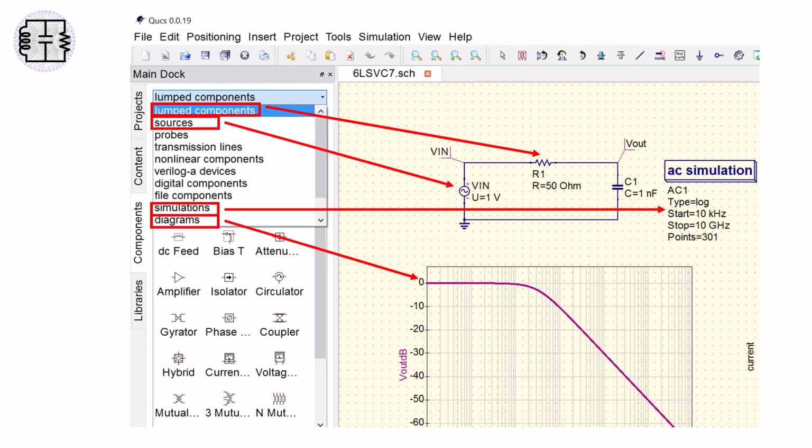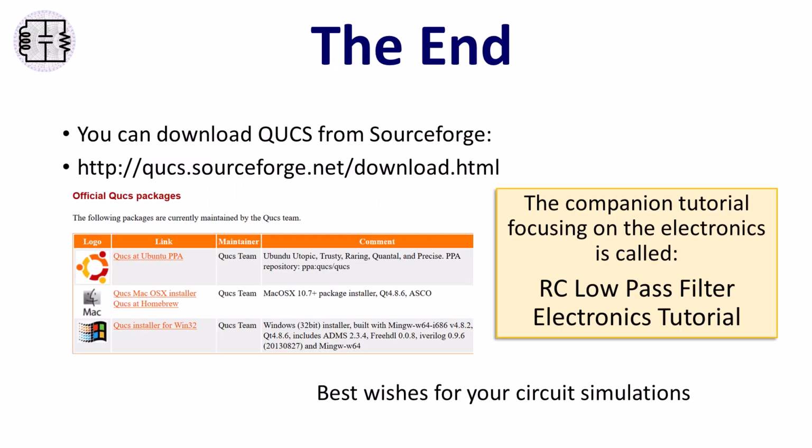Here is a visual summary of where we accessed schematic components, simulations, and plot diagrams. Wires, ground, and equations came from the top toolbar. They are also available from the Insert pull-down. The Quick Simulator is free.